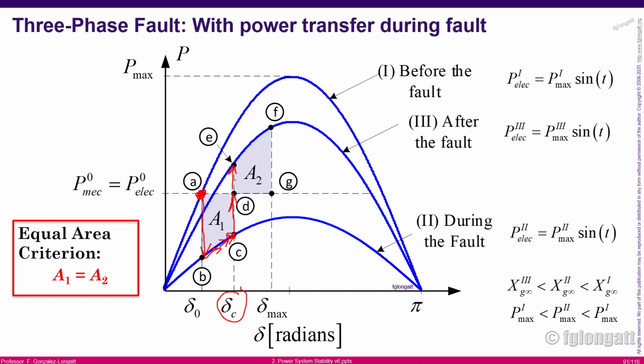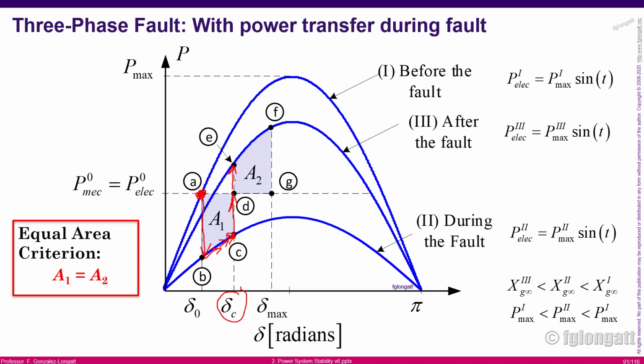Before the fault, we are at point A. During the fault, I will move between B and C because the machine is accelerating. And that is the reason that the area A1 is an accelerating area, okay? And then we clear the fault by opening the transmission line, and as a consequence, the equivalent reactance changes.